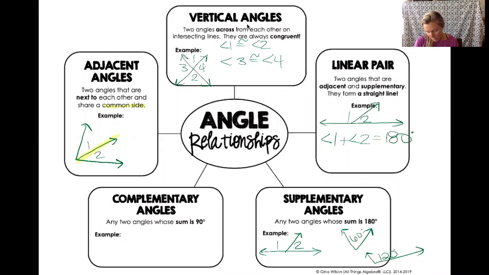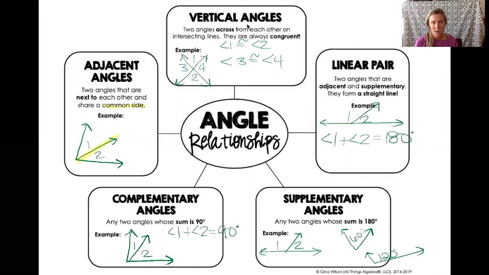And then lastly, we have complementary, which is 90 degrees. And so it could look something like this. And we know the measure of angle 1 plus the measure of angle 2 is going to equal 90 degrees. So I'll leave this on here for a second. You can take a screenshot of this or get this in your notes.